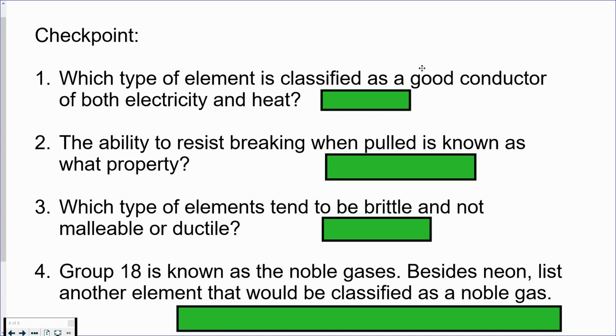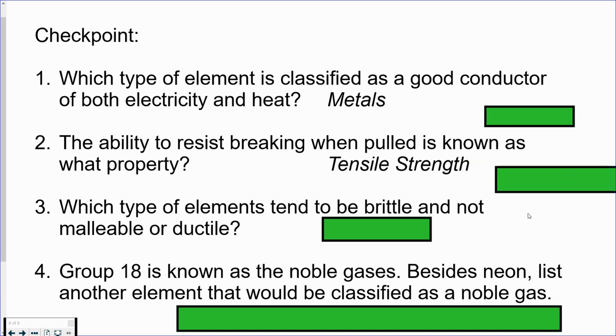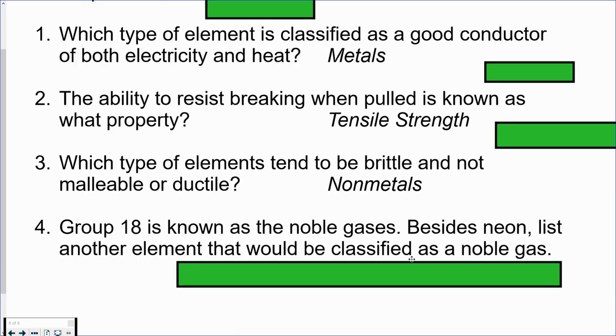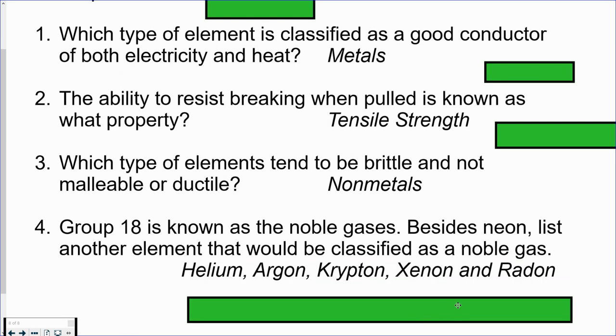All right, and welcome back. So what's a good conductor of both heat and electricity? Well, that is metals. The ability to resist breaking when pulled is known as tensile strength. Which type of elements tend to be brittle and not malleable or ductile? That would be nonmetals. And finally, group 18 is known as noble gases. Besides neon, list another element that would be classified as a noble gas. Well, that would be helium, argon, krypton, xenon, and radon.